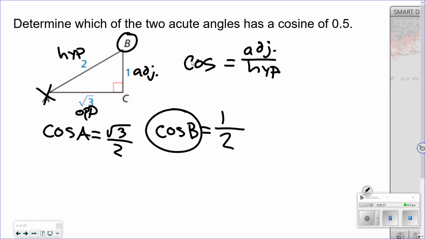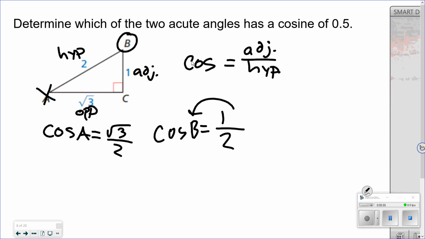What we want to look at today is how we can actually find those angles. So let's say you're given an equation like we just had: the cosine of angle B equals a half. So we know what the ratio is equal to, but we want to work backwards and find out what the angle is equal to. When we work backwards in math, we're trying to undo an operation. That's called an inverse operation.